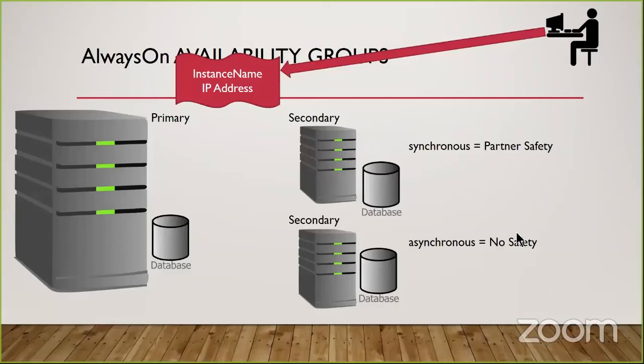The primary computer has read-write capability. You can write to the primary. My secondaries, regardless of whether they're synchronous or not, are read-only. You cannot write to a secondary. You can only write to a primary. So the listener takes a look at the incoming transaction and determines whether it is going to read only or if it's going to do writing, and then it sends it to the appropriate computer.